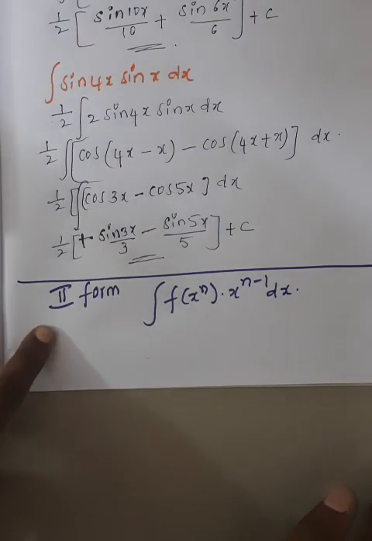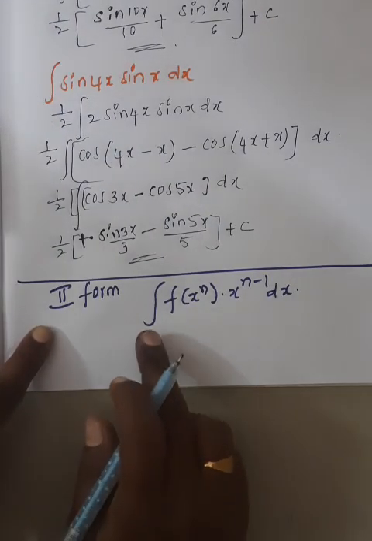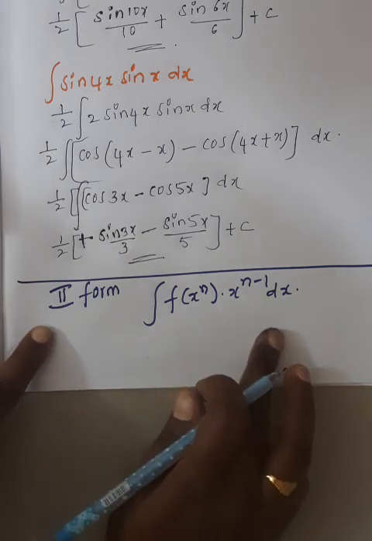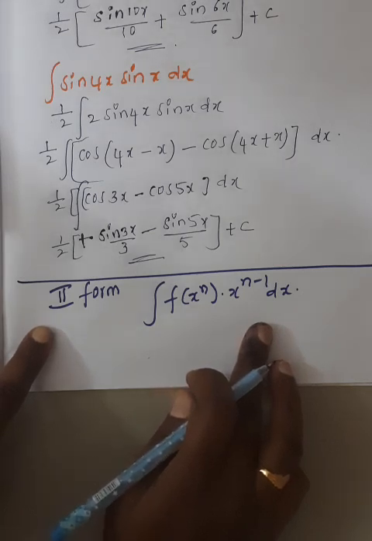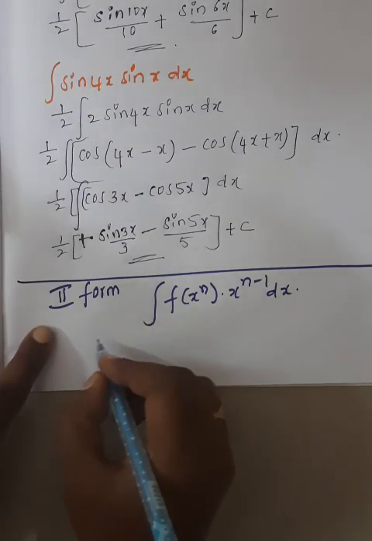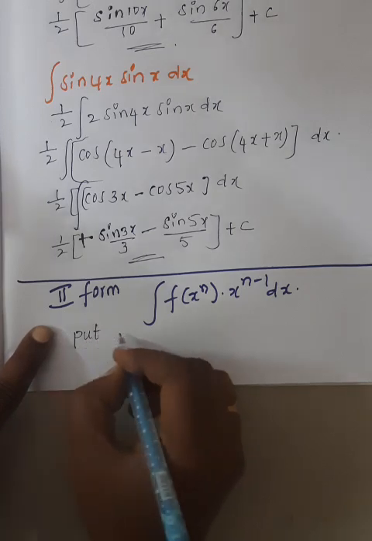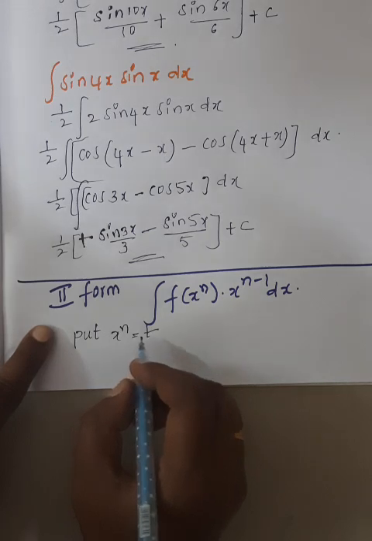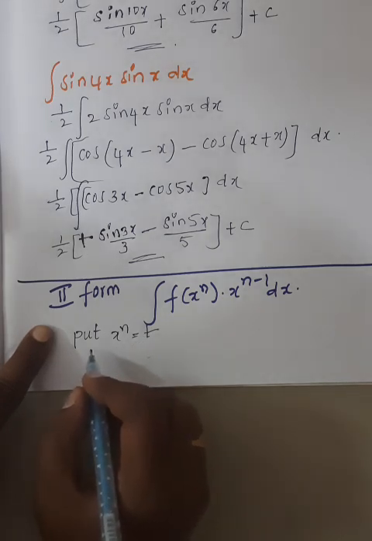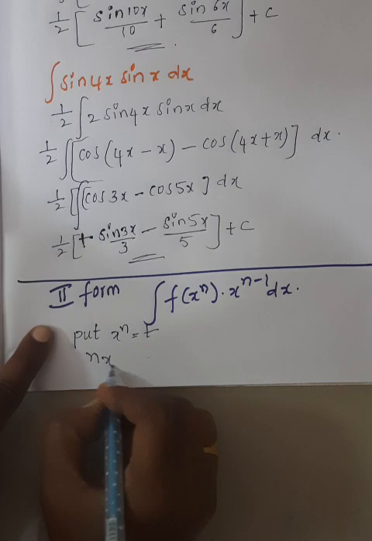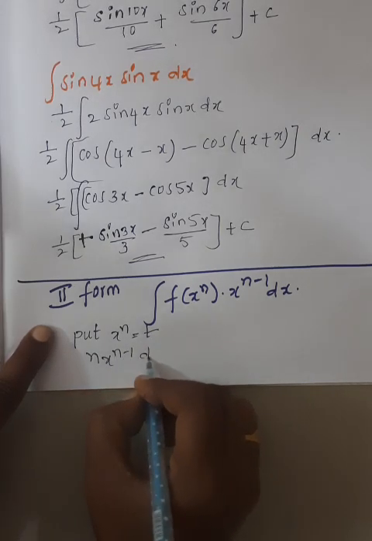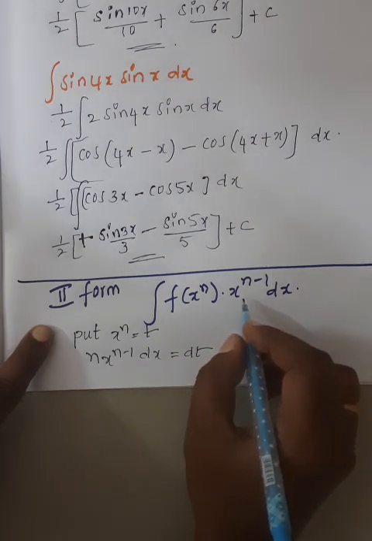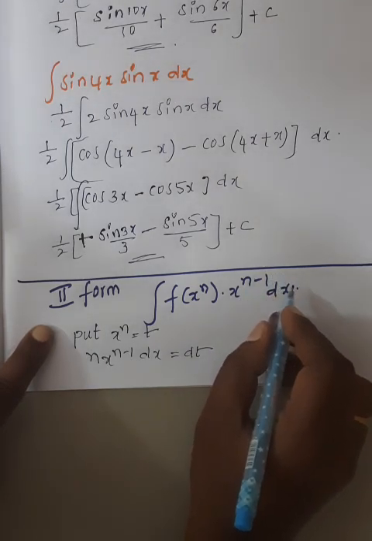Now the second form of integral is of the form integration of f of x power n into x power n minus 1 into dx. Here we have to take the substitution as x power n equal to t. Then we have to differentiate both sides. So differentiation of x power n is n into x to the power of n minus 1 dx is equal to dt. So from this we have to get x power n minus 1 into dx only.